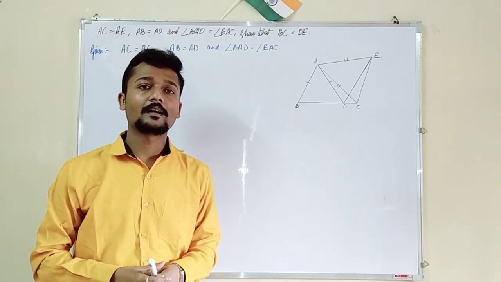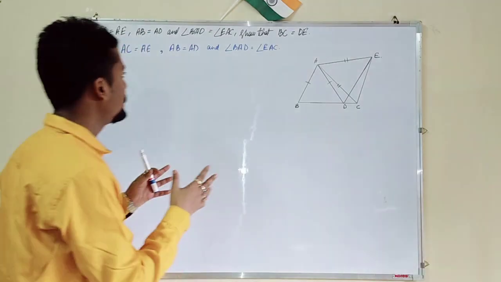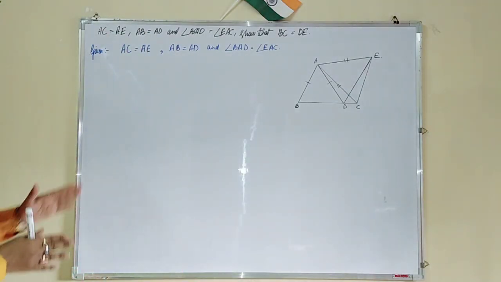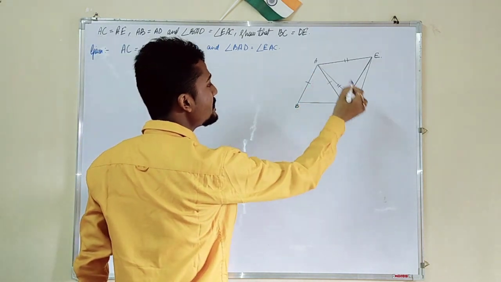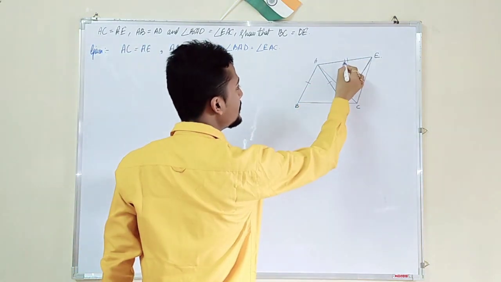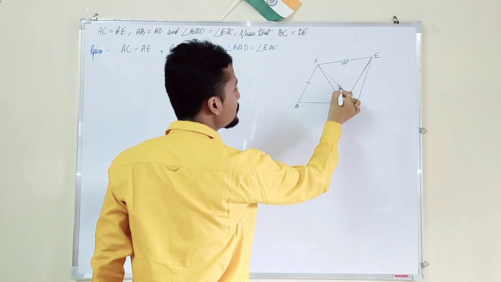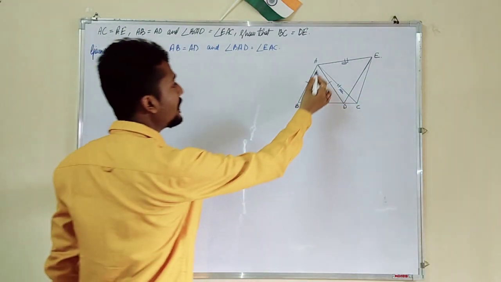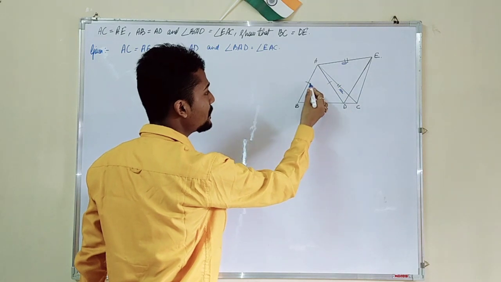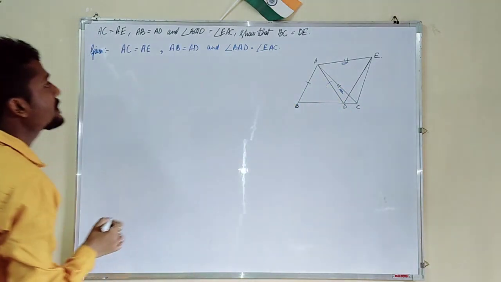Now let us see another question. In this particular question, it is said that AC is equal to AE. This particular side is equal to this particular side. Then AB is equal to AD. This particular side is equal to this particular side.